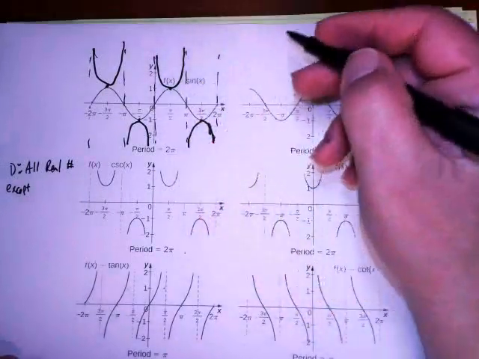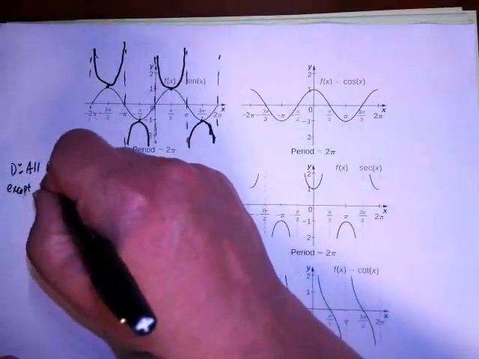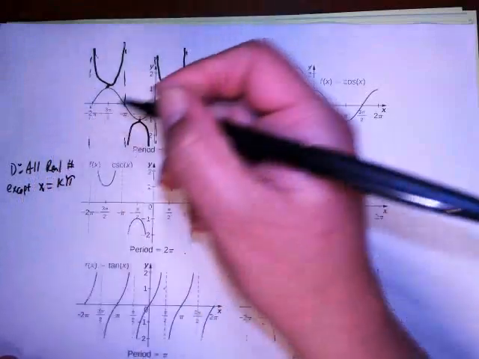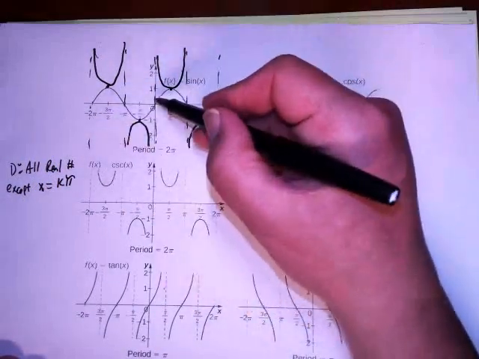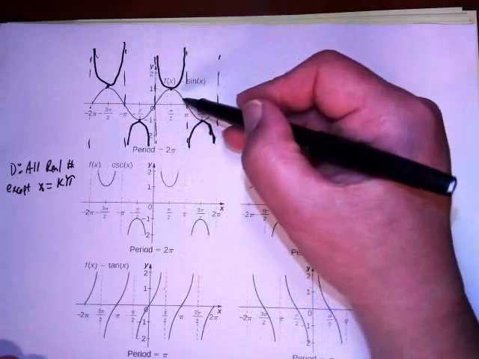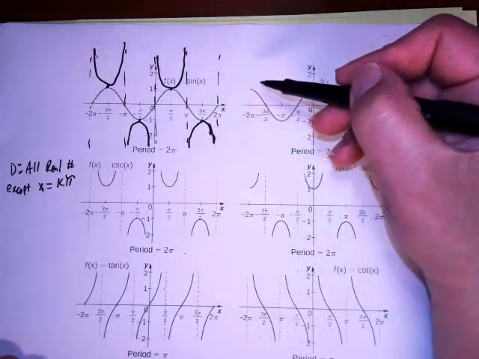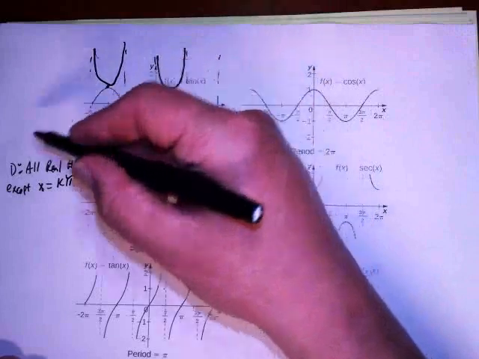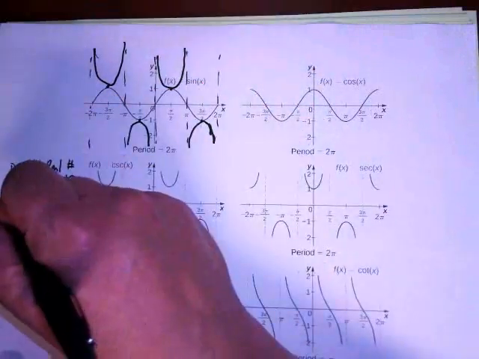So the domain here would be all real numbers except, and here the problem is every pi: 0, pi, 2 pi. So it'd be except x equals k times pi. That's all you have to do. When k is 0, you're here. When k is 1, you're here. When k is 2, you're there. When it's -1, you're here. So that would be the domain.